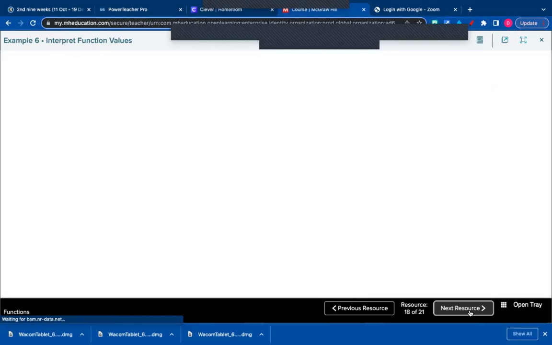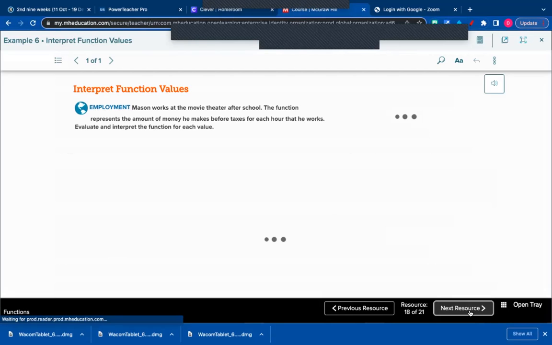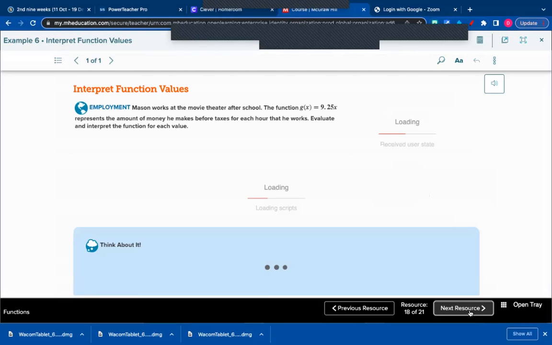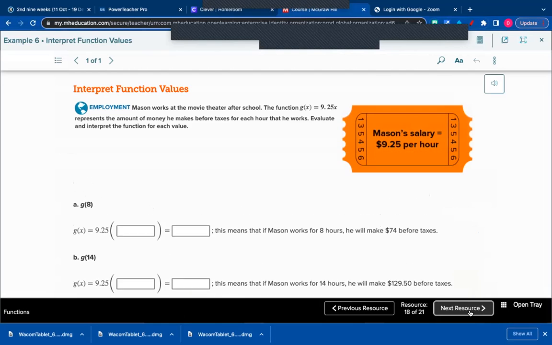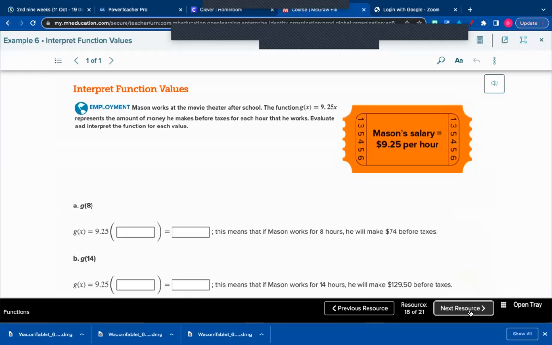Now let's talk about interpreting function values. So we know what the value of the function is. What does that mean in real life? Mason works at the movie theater after school. The function g of x equals 9.25x represents the amount of money he makes before taxes for each hour that he works. So he makes $9.25 an hour. Evaluate and interpret the function for each value.